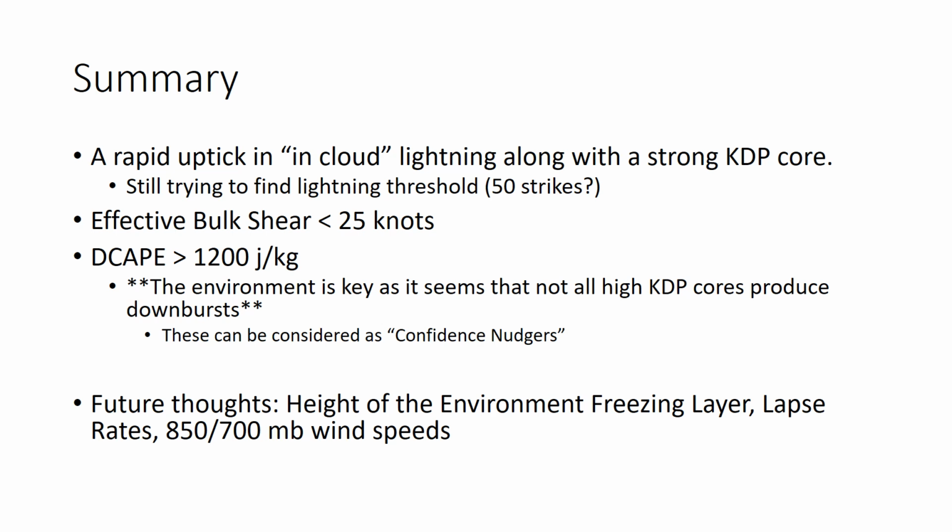For the environment, it appears that there needs to be less than 25 knots of effective bulk shear present. All the cases I showed you today, which is why I included just a really brief overview of what the environment looked like, all had less than 25 knots. And then looking back at the last September Burlington 110 mile per hour microburst that occurred, there was indeed less than 25 knots of wind shear present as well with that specific cell and environment.